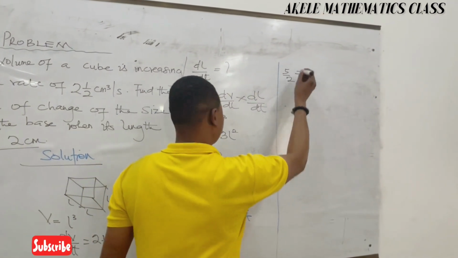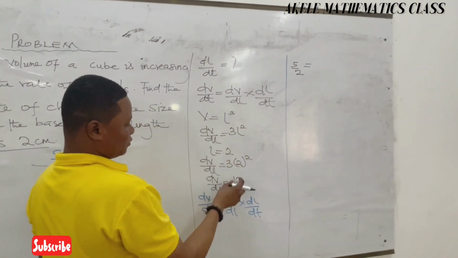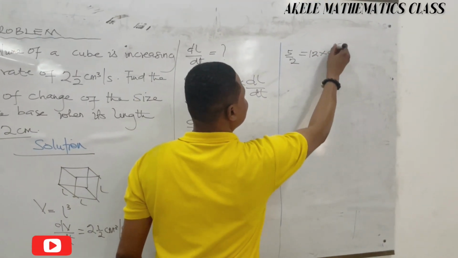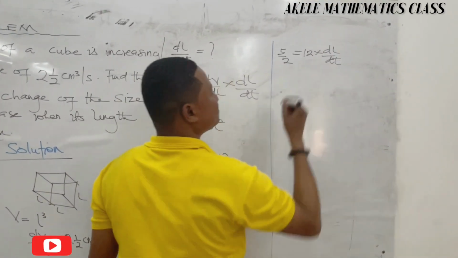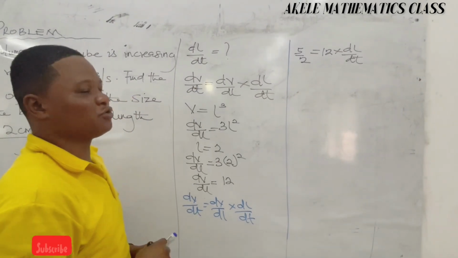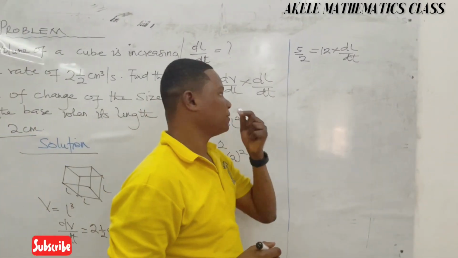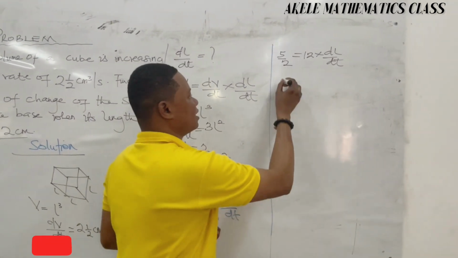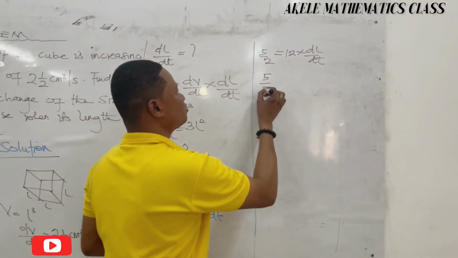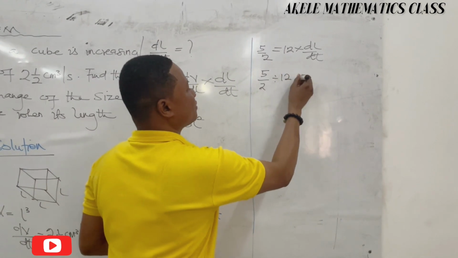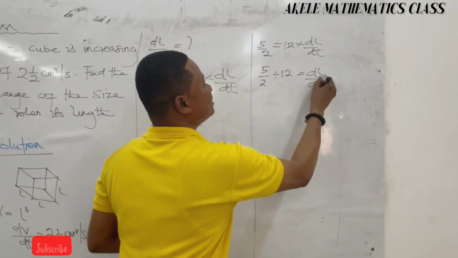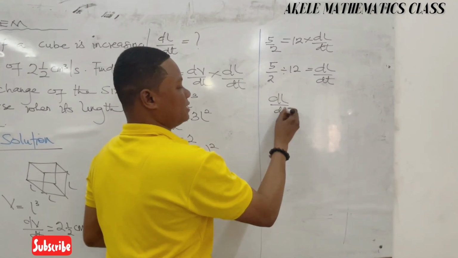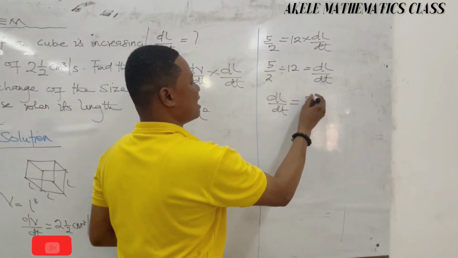We also know dV/dL. We got it to be 12. So here will be 12 multiplied by dL/dt. Now you have to make dL/dt the subject. So we divide by 12. So we have 5 over 2 divided by 12 is equal to dL/dt.